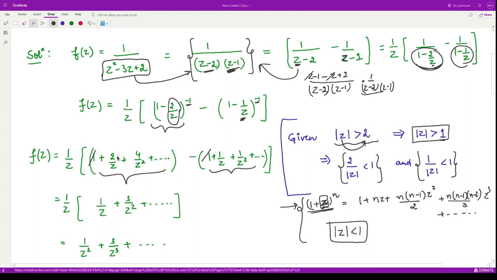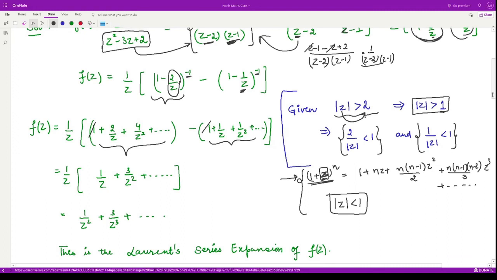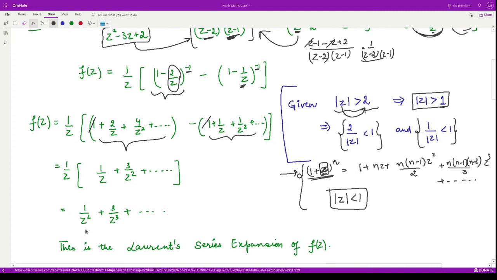1 and 1 cancel. 2 upon z minus 1 upon z would be 1 upon z. 4 upon z square minus 1 by z square would be 3 by z square, and so on for terms like this. Moving on, it would be 8 upon z cube minus 1 upon z cube, so here it would be 7 upon z cube, right? And here it would be 15 upon z power 4, and terms like that. So this is the Laurent series expansion of the function.